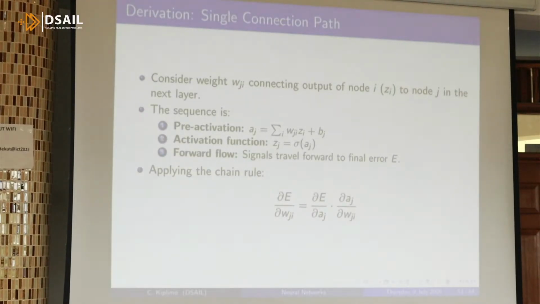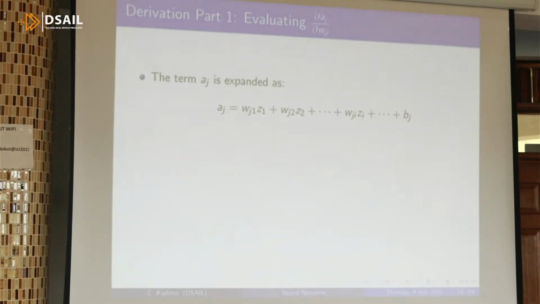So we apply the chain rule. We are interested in how that error is going to be affected by Wji, the impact of this on the final computed error. Okay, so we say we compute the derivative of the error function with respect to Aj, this Aj here, and then the derivative of Aj with respect to Wji. You can see here, that's the chain rule. Simplified single connection path, all right?